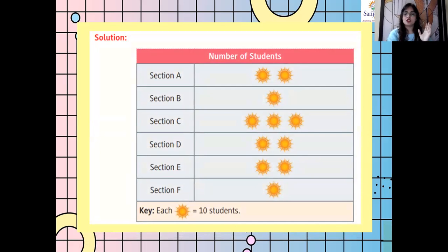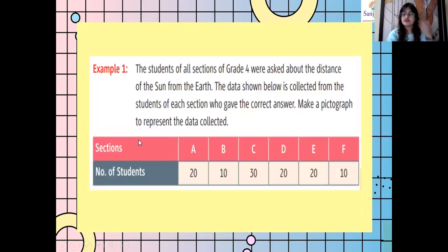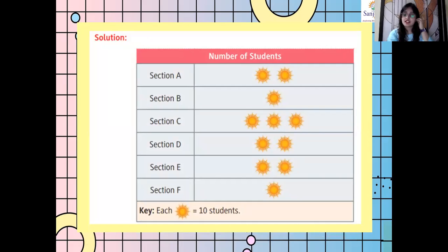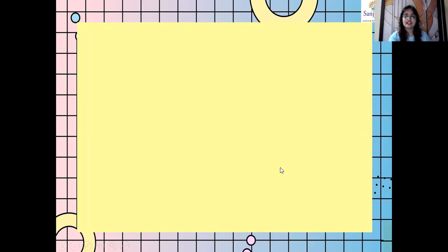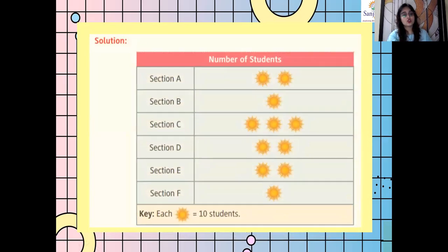Now, any symbol you can use, children, any pictograph, any picture form, or any symbol you can use to make a pictograph. Okay, here, as we have recorded about the distance of the sun from the earth, we have used the symbol as sun. So here it's written there, each sun stands for 10 students. Section A had 20 students, so 2 suns you will draw. Section B, 10 students, so 1. Section C has 30 students, so 3 suns. Then section D had 20 students, so again 2. Then section E, 20 students, again 2. And section F is 10 students, so 1 sun.